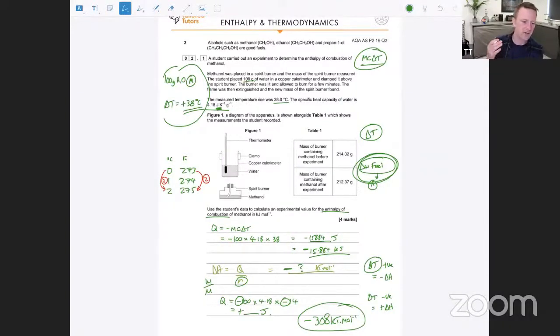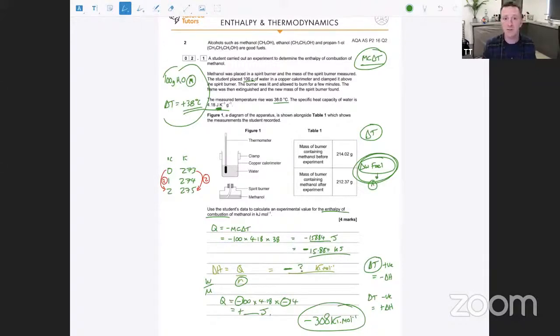Imran, sometimes I give you the data book value after this question, ask you why it's different. What would you say other than incomplete combustion or heat loss? Very good question. So there are follow-up questions to this a lot of the time, and it's about the practical, okay? And it's a classic question Imran's just mentioned there about the data book value. So your data book value is always going to be more exothermic than this one.